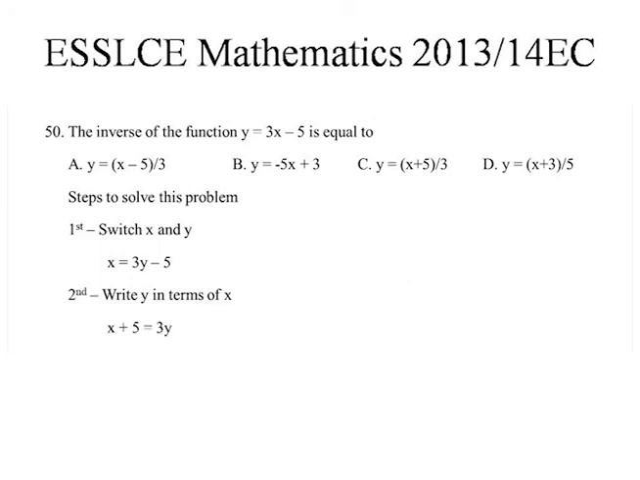Multiply both sides by 1 over 3. Then x plus 5 times 1 over 3 is equal to x plus 5 over 3. 3y times 1 over 3 is equal to y. So the inverse of the function becomes y is equal to x plus 5 over 3. So choice C is the answer.